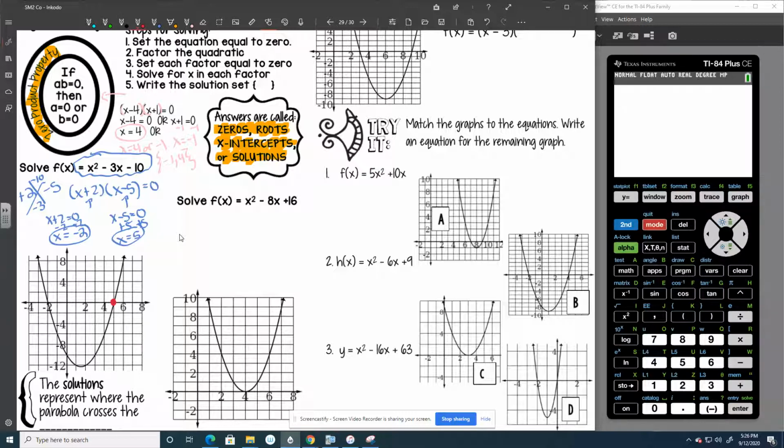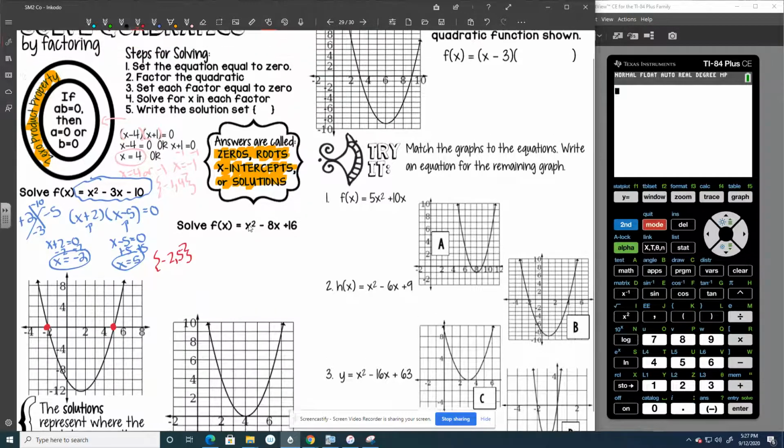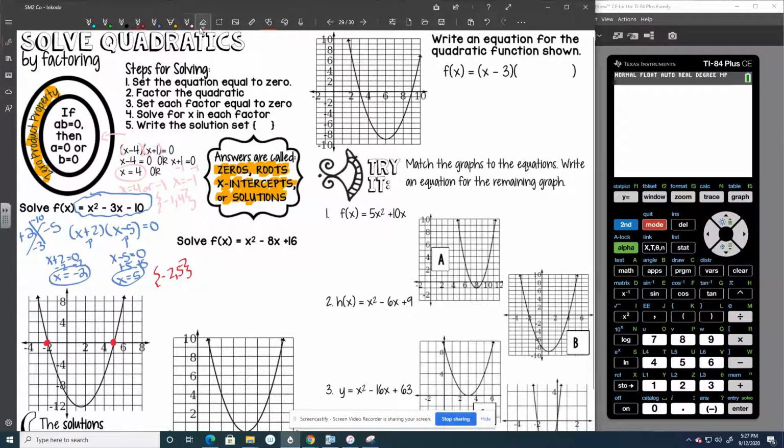Yep, my y is 0. And right here, when x is negative 2, my y is 0. So those are my two solutions. And you can either write them like we did, or you can write them in the solution set as -2, 5. Okay.